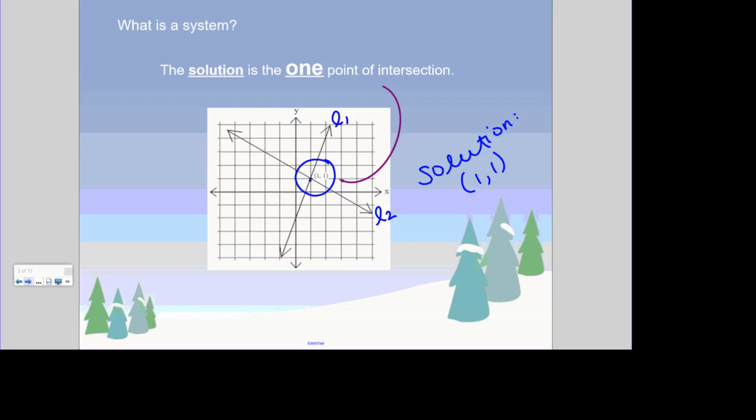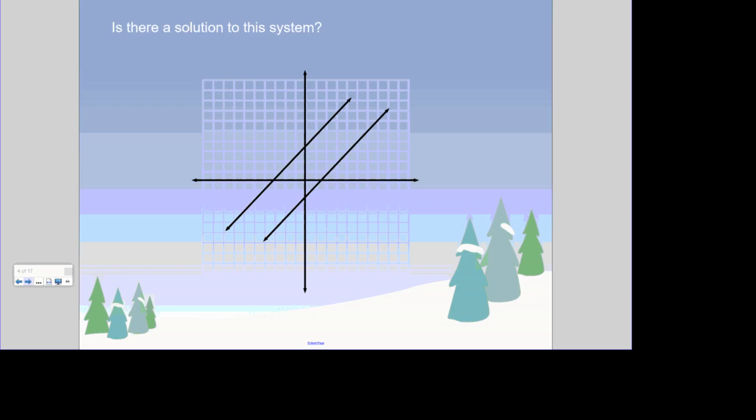So if you were told to solve a system, what you're looking for is that ordered pair, that point, that (x, y), that is where your two lines intersect. So let's look at this example. This is a system. We have two or more lines in a plane. Here's line 1 and line 2. However, would this type of system have a solution?